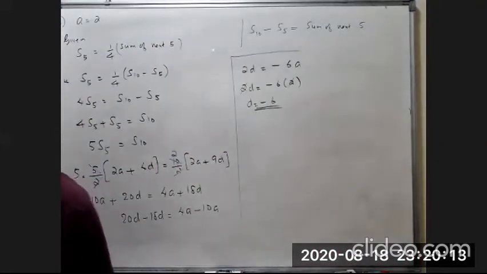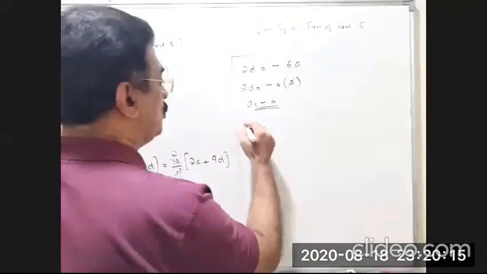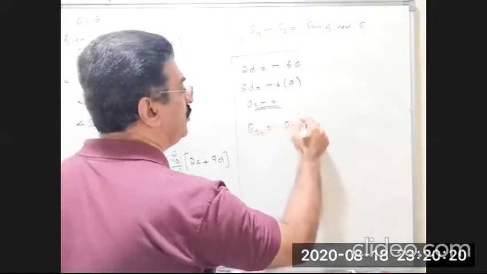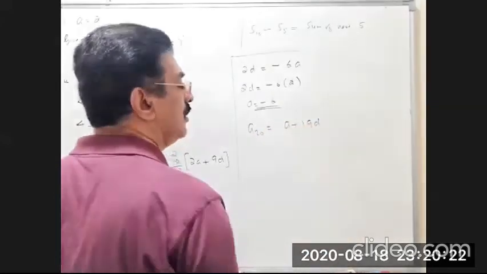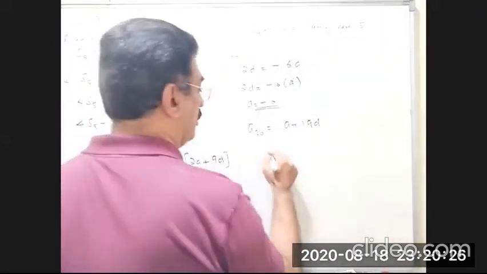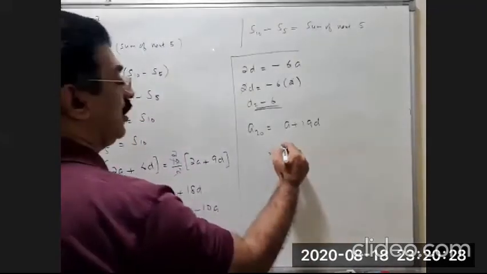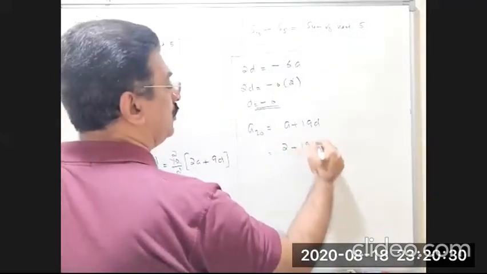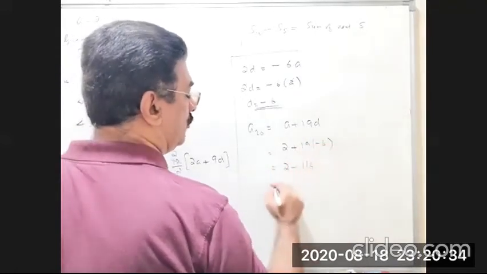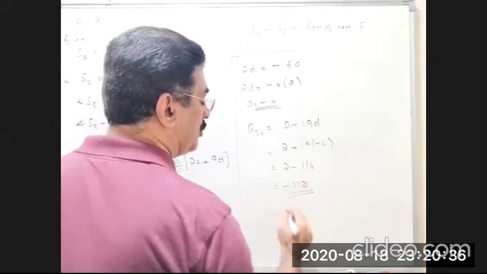Show that the 20th term, A20, is minus 112. To find A20, by formula it is A plus 19D. Again, don't waste time writing 20 minus 1. What is A? 2 plus 19 into minus 6, which is 2 minus 114, that is minus 112.